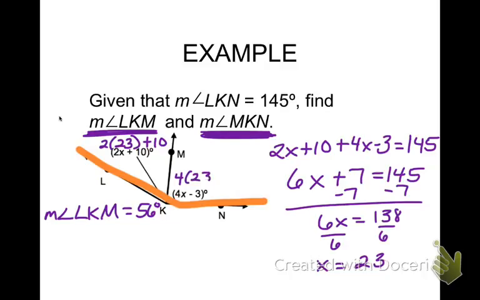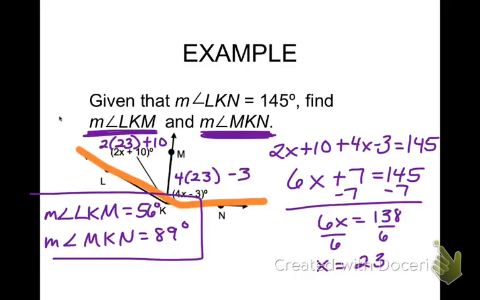4 times 23 minus 3. All right, let's do some mental math. 23 times 4 is 92. 92 minus 3 is 89. Yeah? So the measure of angle MKN is 89. Now check. Does 56 plus 89 make 145? Yeah, so we know we did it right.